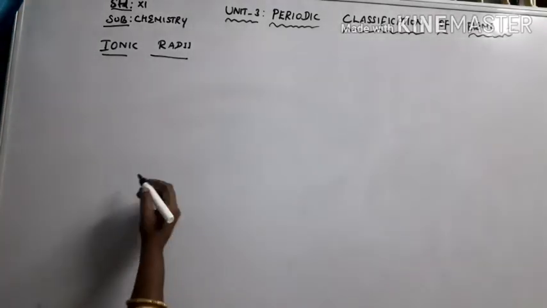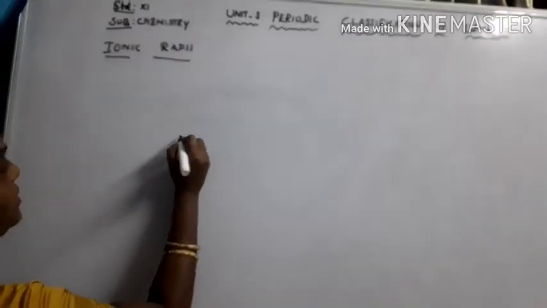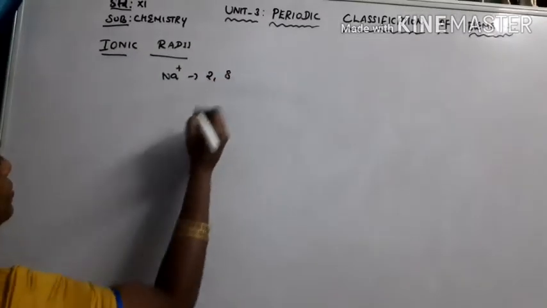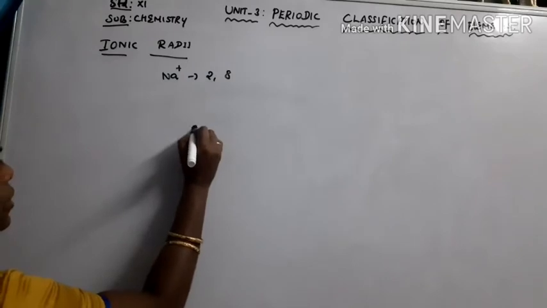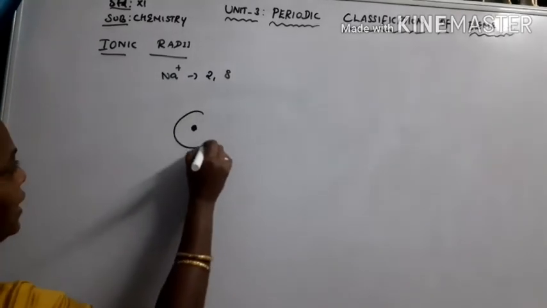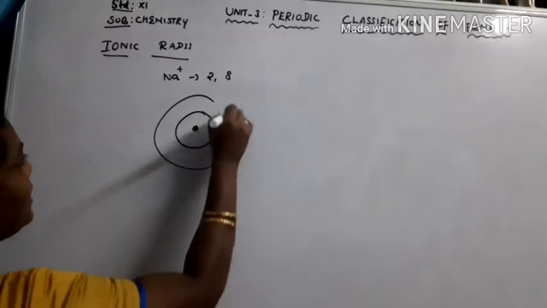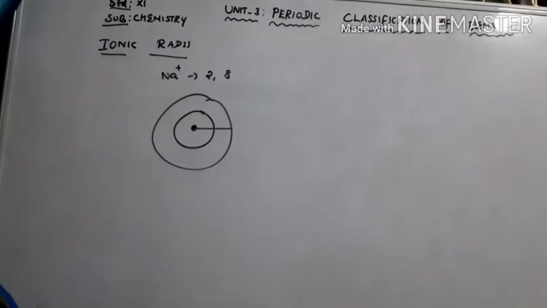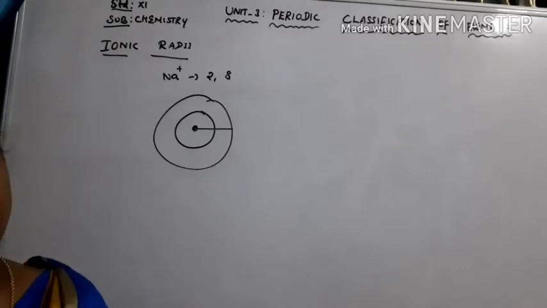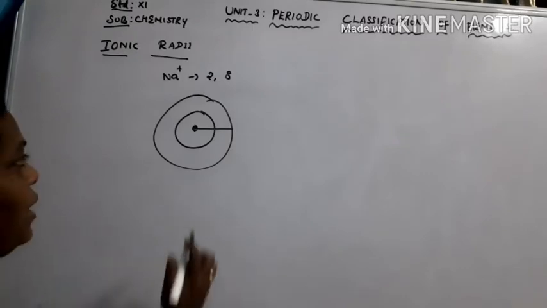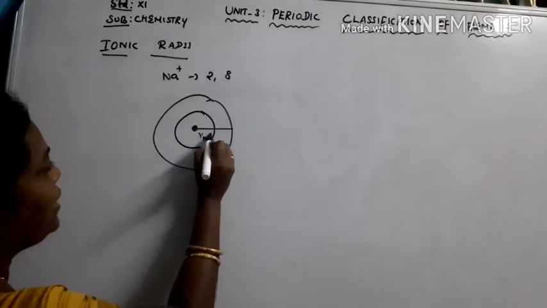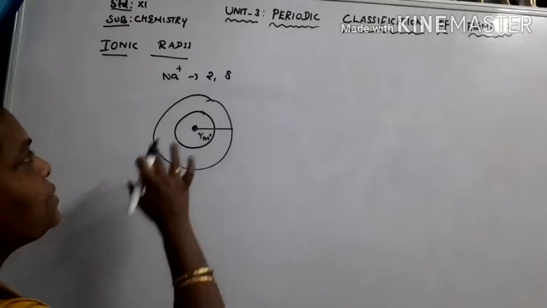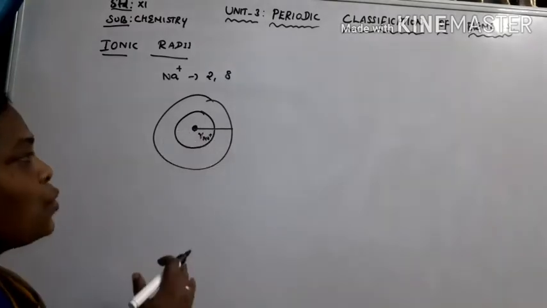For example, consider the sodium ion Na+. Here it is 2, 8. This is the nucleus, and here it contains 2 electrons and here it contains 8 electrons. The distance between the center of the nucleus and the electrons in the valence shell of an ion is called the ionic radius. Therefore, this is the ionic radius of the Na+ ion, where R indicates the radius of the ion, here the radius of the sodium ion.